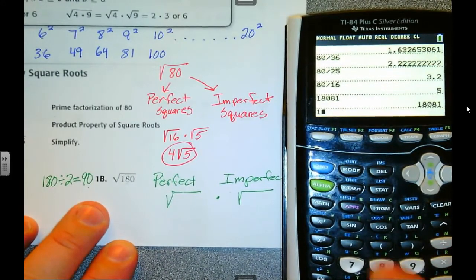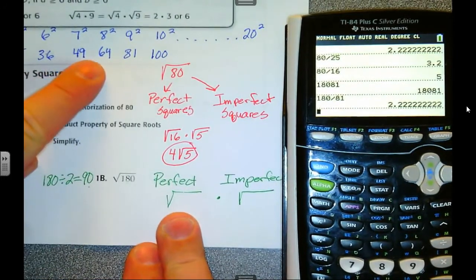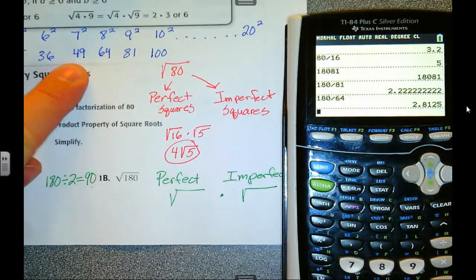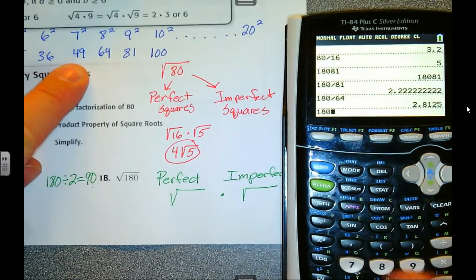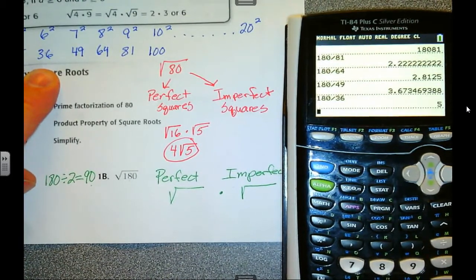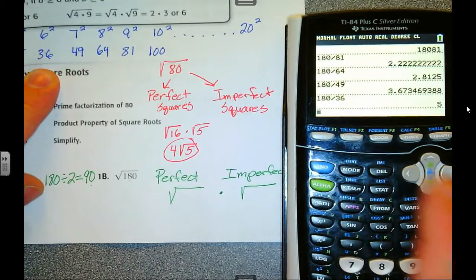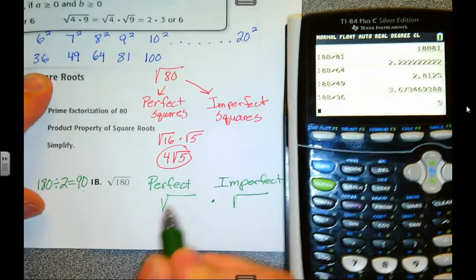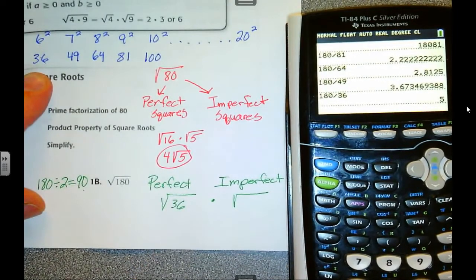Get a decimal, don't even care about what it is. Go down to the next one, 180 divided by 64. Decimal, so try 49. 180 divided by 49. Another decimal, 180 divided by 36, and I get 5. So my perfect square is going to be 36. My imperfect one is going to be 5.